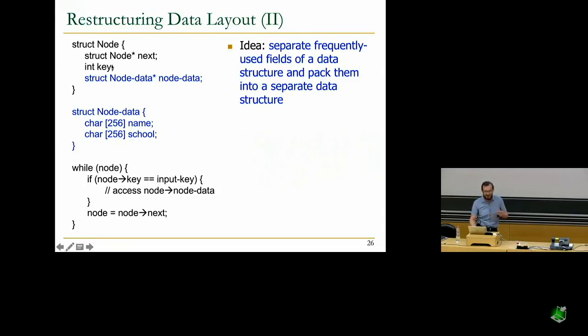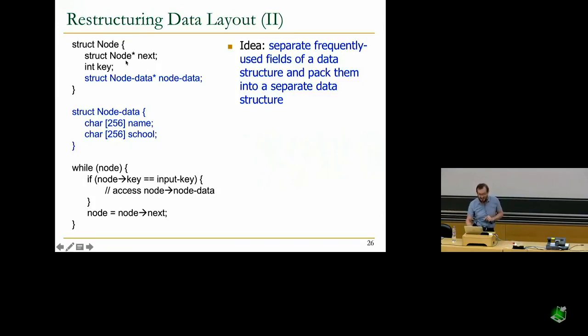You have the next pointer and the key for the node, but the huge arrays of name and school, you don't put them in the same location, in consecutive locations in memory. You put them in a different data structure, and you have a pointer to that data structure from this data structure. And now what happens is these nodes, linked lists, if you allocate them well, there will be many, many of these nodes allocated in the same cache line.